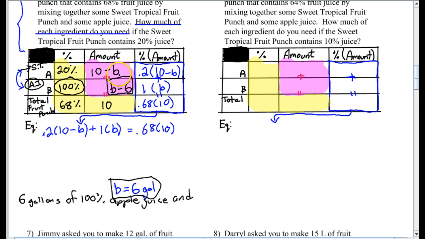If you have 6 gallons of apple juice, how much of the other one, the sweet tropical, do we need? Well, that was 10 minus B. B is 6, so that means I need 4. 4 gallons of 20% sweet tropical. And then we'll put in our conclusion: we'll make 10 gallons of 68% fruit punch.